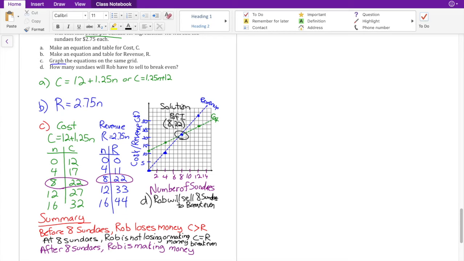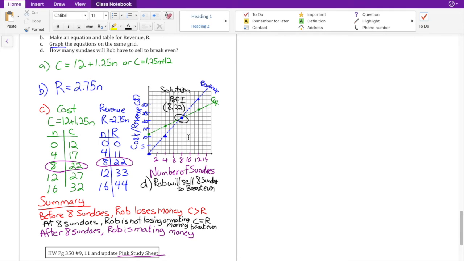Now the point of intersection we have here is 8, 22. So 8 in, 22 up. So what does that mean? That point of intersection would be his break-even point. So if he sells 8 sundaes, his profit or revenue will match his costs. So that's going to be the point where he's going to start making money. If he sells less than 8, he's going to lose money. If he sells more than 8, he's going to make money. If he sells 8 exactly, he's going to break even.